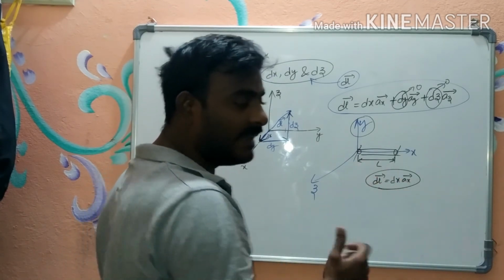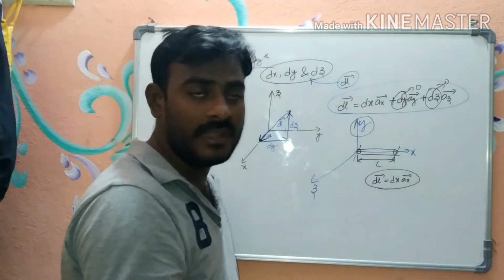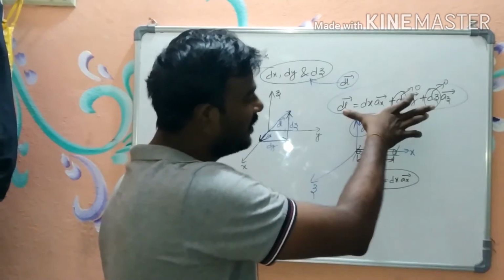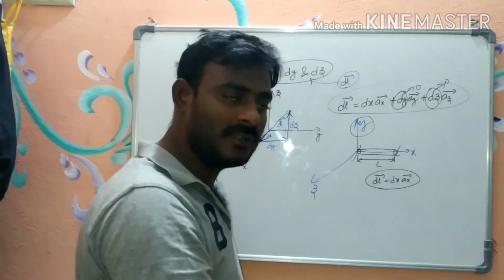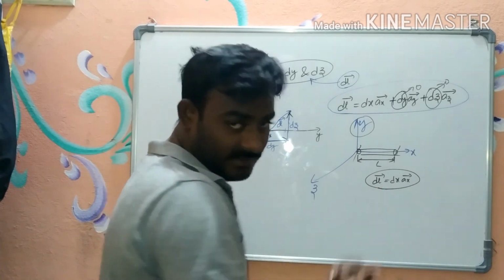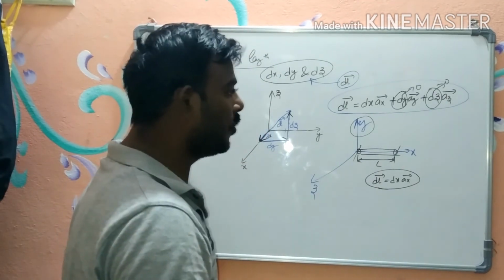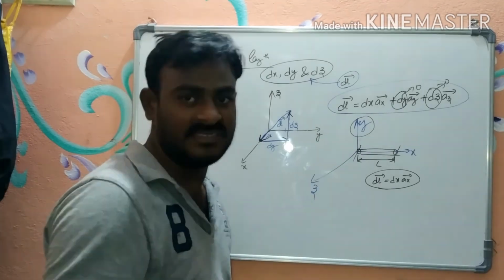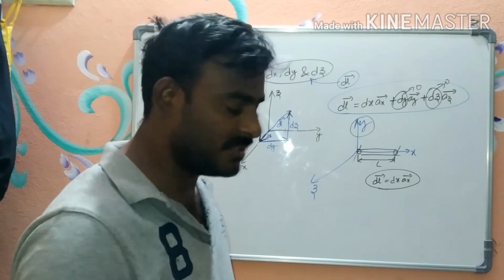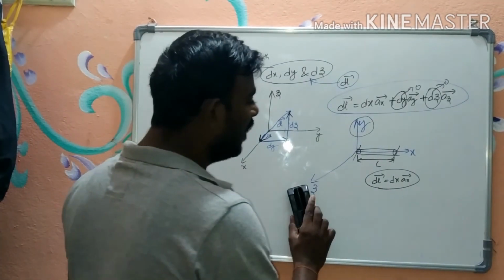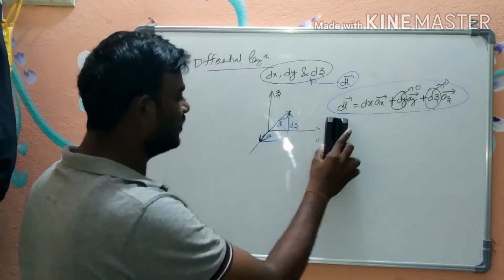In this way, if the quantity is varying in three dimensions, we need to consider all three. If the quantity is varying in only one direction, then you need to consider only that one. In this way, you can write dl bar for any type of quantity in the Cartesian system. If you understand how to write dl bar in the Cartesian system, you can easily understand how to write dl bar in the cylindrical system as well as in the spherical system.